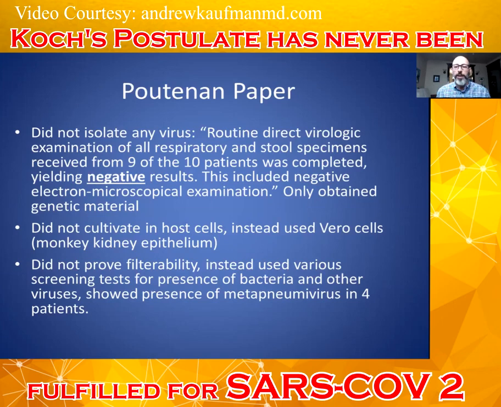Instead, they used monkey Vero cells, which, as I described, introduces exosomes. And they did not prove filterability. So what they did was perform all of these different tests, mostly genetic tests or antibody tests, to screen out for the presence of other bacteria or viruses that are known to cause disease. And in this case, they actually found metapneumovirus in 4 of the 9 patients, which definitely confused the issue. So once again, in the Putanen paper, they did not prove any of the 3 criteria as claimed.